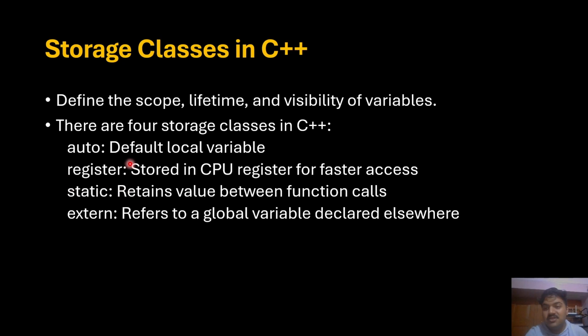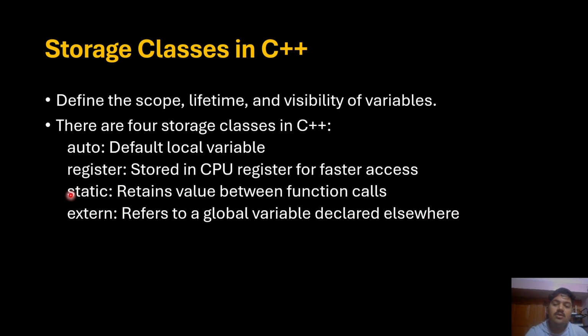The second one is register. We use register to store that value not in the main memory. Instead, we are storing it in the CPU register, so it is accessed faster. The third one is static. This variable retains its value between function calls. If we have declared a variable static, the value of it remains the same between the function calls. And the last one is extern. It refers to a global variable declared elsewhere.